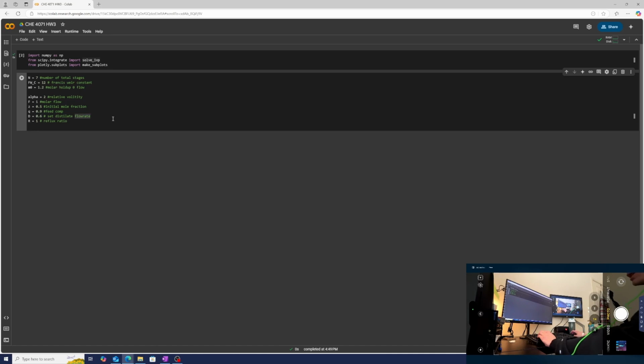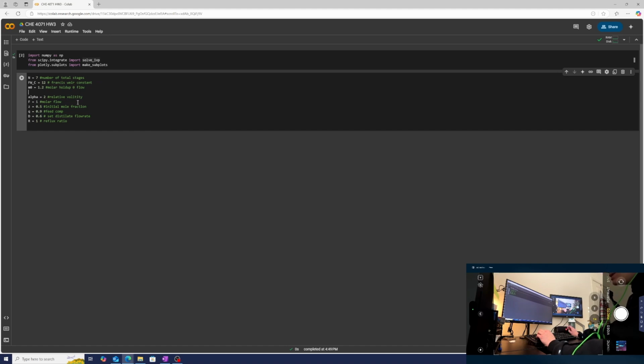For homework 3, part B, we're going to be simulating our non-steady state distillation column in Python. We've imported NumPy, solve_ivp, and make subplots for use later. And we have some of our initial conditions and things we've determined before we started for our situation. We want 7 total stages, so condenser, 2 above the feed stage, 2 below, then our reboiler.